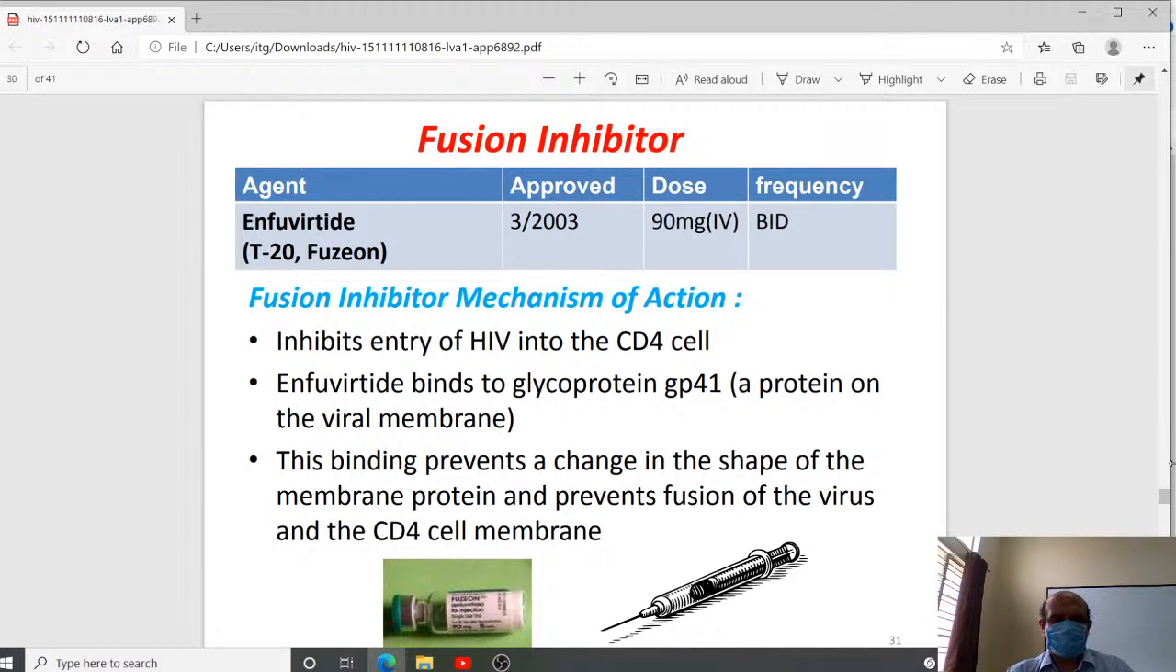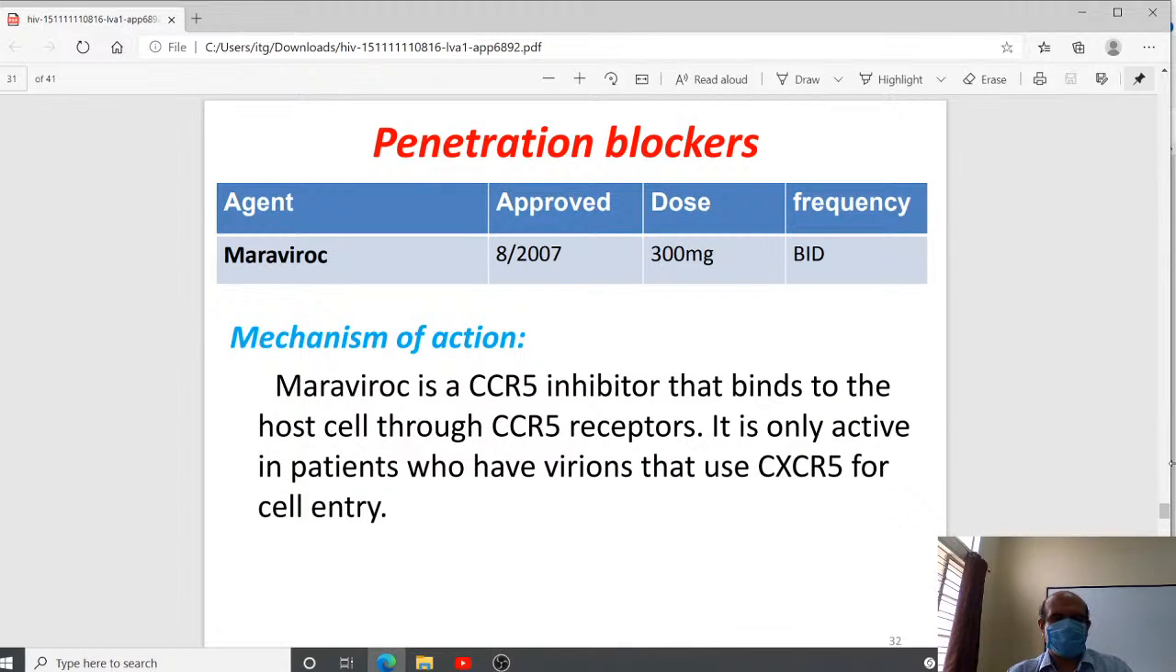Fusion inhibitors. The mechanism of action of fusion inhibitors is that they inhibit entry of HIV into the CD4 cell. Enfuvirtide binds to glycoprotein GP41, the protein on the viral membrane. This binding prevents the change in the shape of the membrane protein and prevents fusion of the virus and CD4 cells.